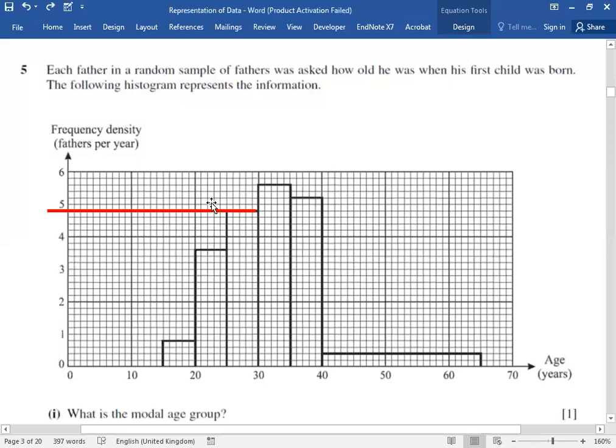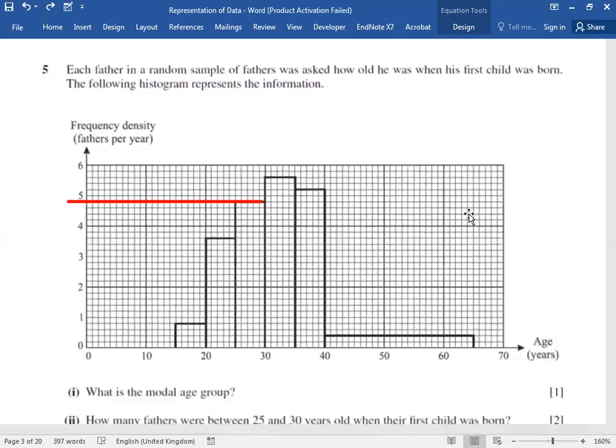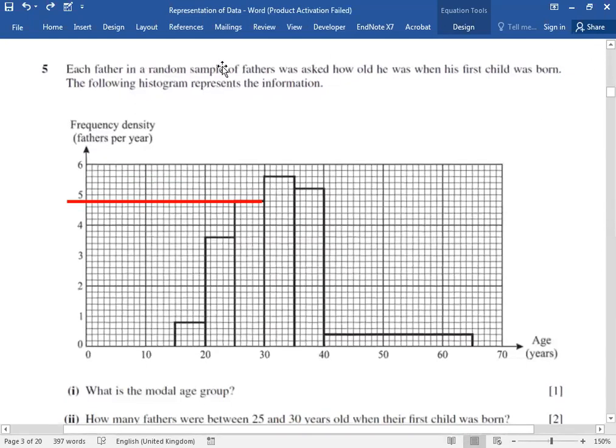Class. Then we have this question which is representing a frequency density histogram. Read the question. Each father in a random sample of fathers was asked how old he was when his first child was born. The following histogram represents the information. Can you tell me the data that we are focusing on in this question? Age of the fathers. That is our data.